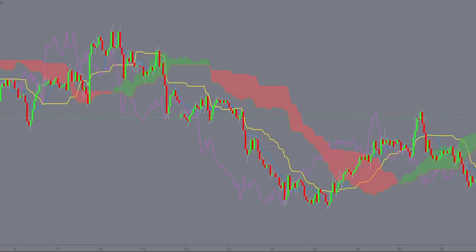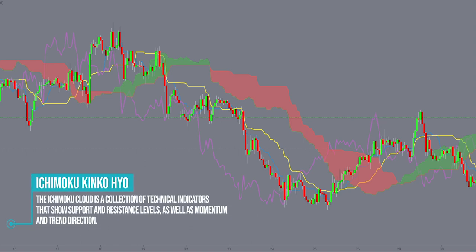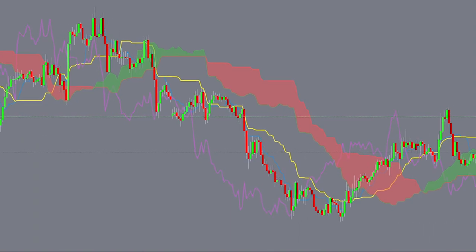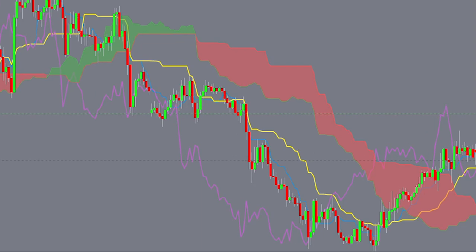So the Ichimoku indicator, okay, this is a collection of technical indicators that show support and resistance levels as well as momentum and trend direction. It is primarily a trend following indicator, okay, that's important. I know it looks daunting, I know there's lots of colours and lines, but I'm not going to go into detail on it now. I'll leave a link in the description below on where you can find that information, but it is important that we know these 5 lines.